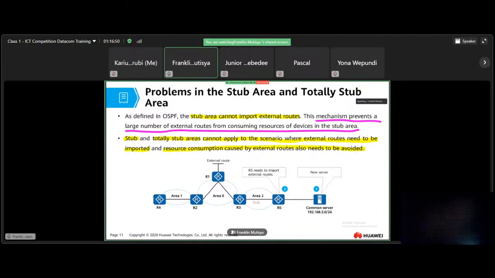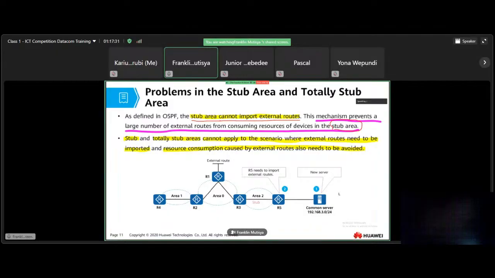So as defined in OSPF, the stub area cannot import external routes. You have seen that one, okay? Stub areas, we do not have type 5 there. Okay, yeah. And we'll see the total stub area, we do not have type 4 and 5. So this mechanism prevents a large number of external routes from consuming resources in devices in the stub area. So remember, stub area is only done, especially when you have low-end routers, and you do not want to overwhelm them with external routes. You configure it as a stub.